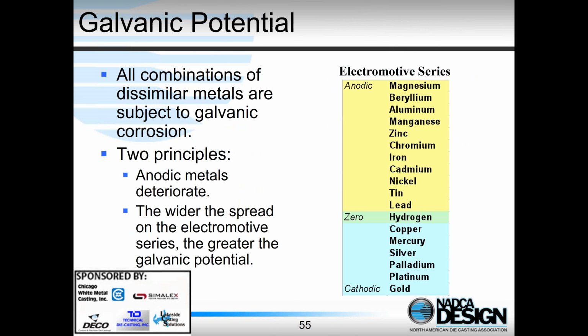Do keep in mind, as we just talked about, galvanic corrosion can be an issue for all die casting alloys. If we look at the electromotive series shown on the right-hand side here, you can see that aluminum, magnesium, and zinc are all on the anodic side. All the die casting alloys are on the anodic side, so they are going to tend to corrode when we attach them to dissimilar metals such as steel.